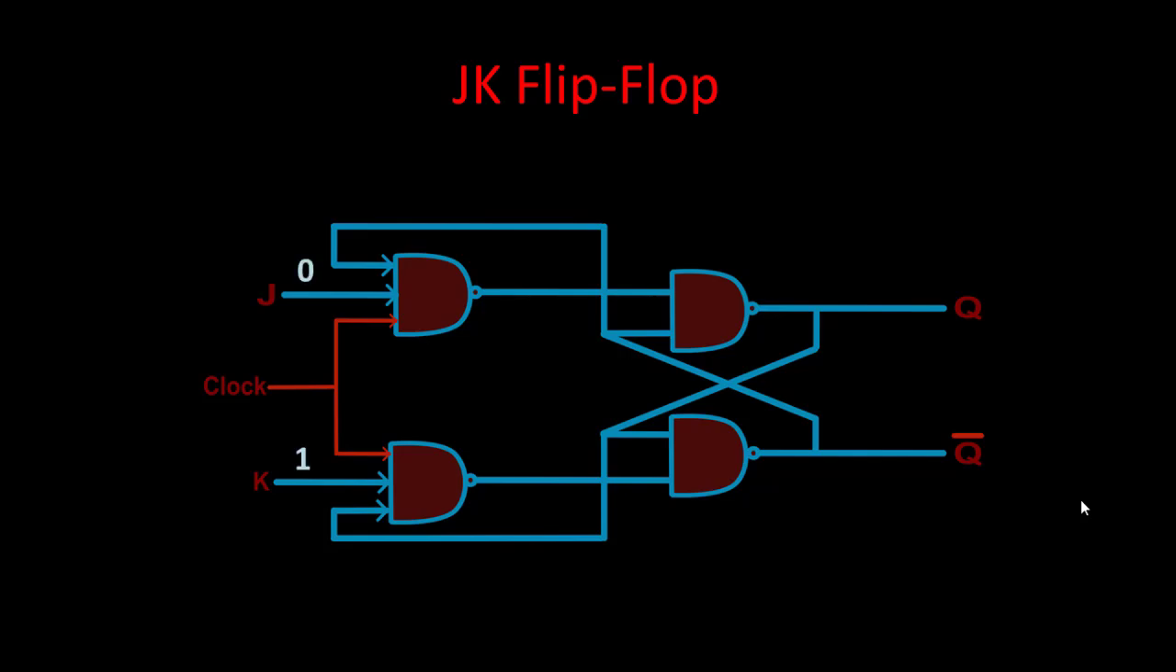Now what happens if we give 0 1? With this input 0 1, the upper NAND gate gives 1, because even if a single input becomes 0, output becomes 1, and in the lower case, the lower NAND gate, because there is one input, output becomes 0.